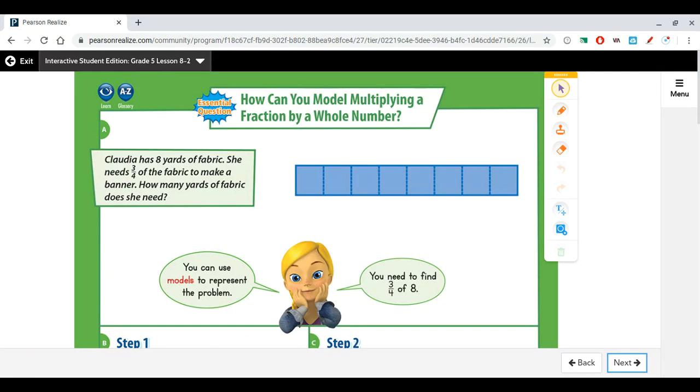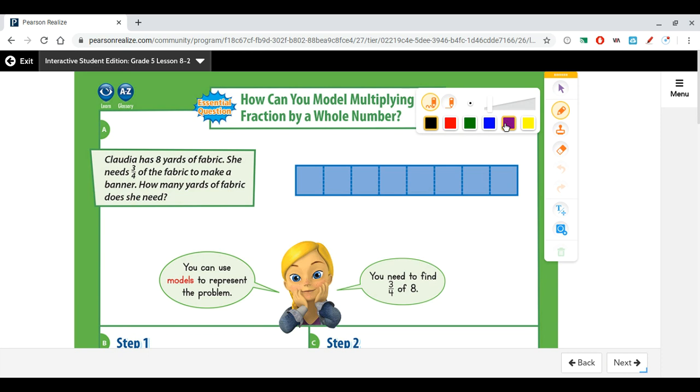So if we take a look at our next page, it says, how can you model multiplying a fraction by a whole number? And it says Claudia has 8 yards of fabric. She needs 3/4 of the fabric to make a banner. How many yards of fabric does she need? So you'll notice that each one of these drawings represents a yard. So we need to find 3/4 of 8.